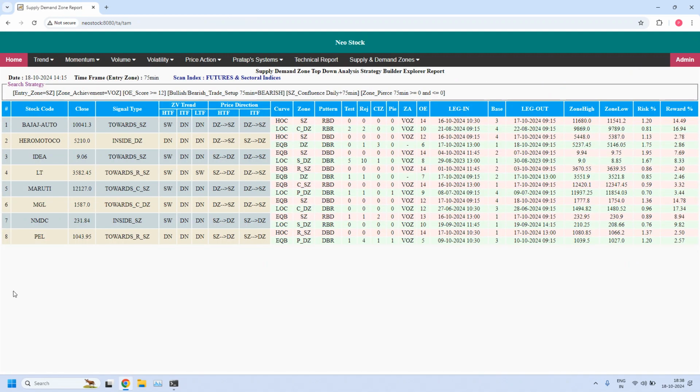We got 8 stocks, and in all these 8 stocks, the 75 minute supply zone is part of the daily supply zone, because the daily supply zone trend is a downtrend, and if any of these stocks are having EMA confluence, it is an even higher probability setup.